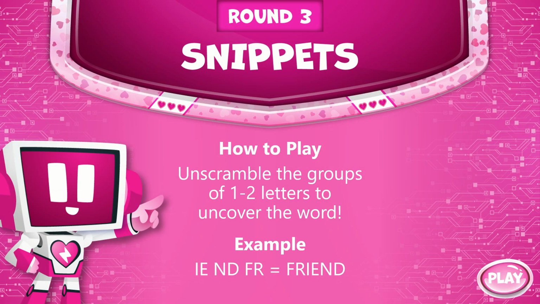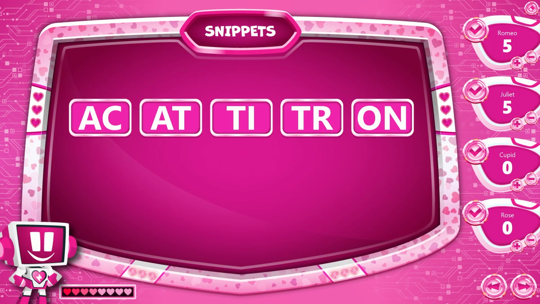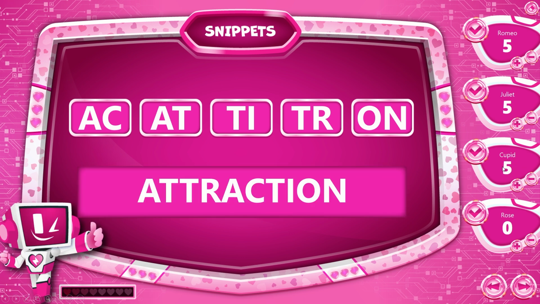In round 3, players will unscramble the snippets of 1 to 2 letters to uncover the word. The snippets will automatically appear and then the timer will start immediately after. You as the host will click the correct button for the current player to add 5 points to their score if they get the answer right, and then use the right arrow to go to the next question.